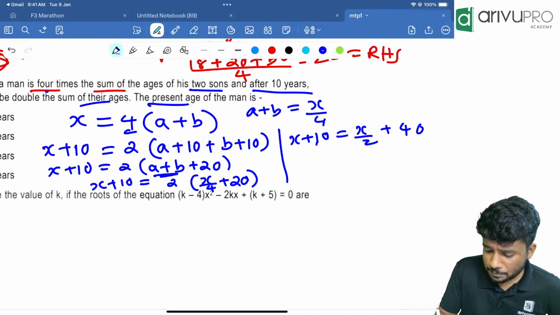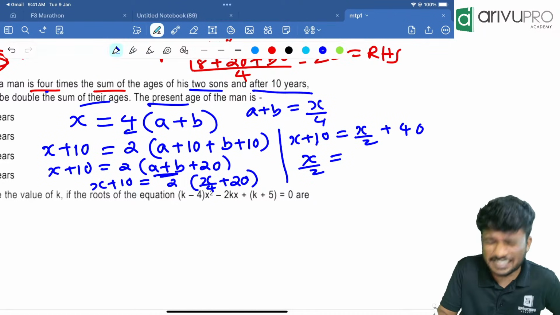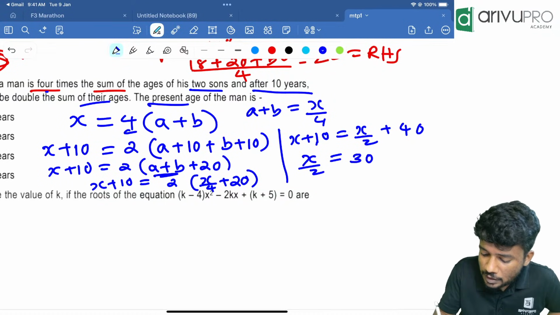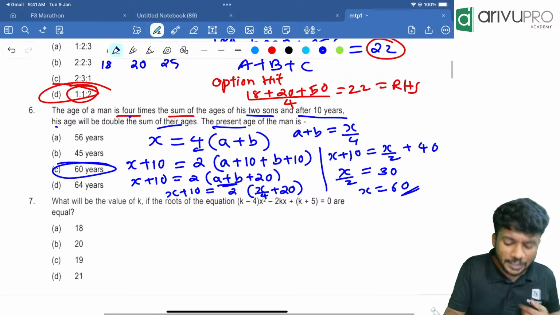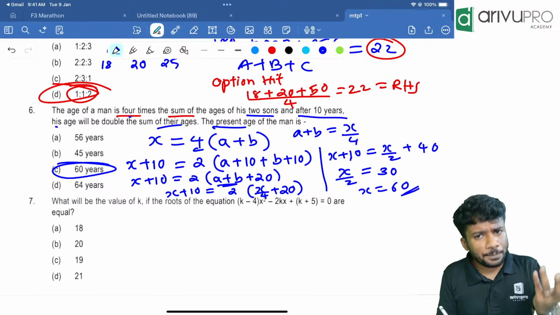That means it will be x minus x by 2, which is x by 2, is equal to 10 goes to the other side. That means it will become minus 10. 40 minus 10 is how much? 30. X is equal to how much? 60. So the answer for the man's age is 60. This is the method, people. Or you can use option hitting also.